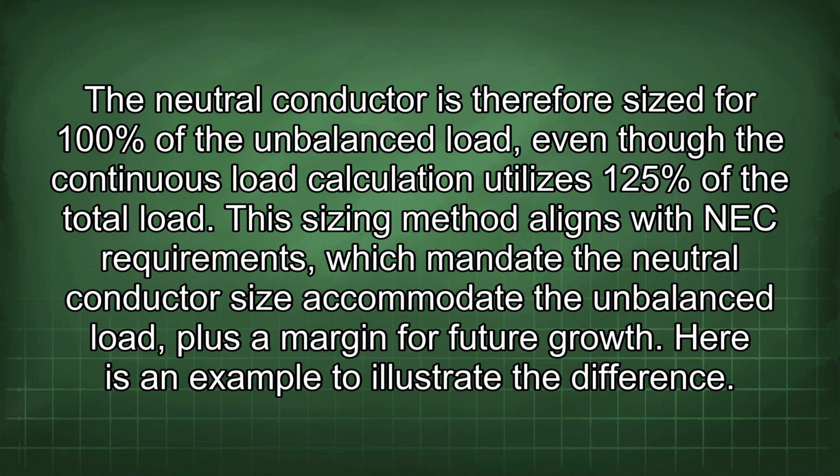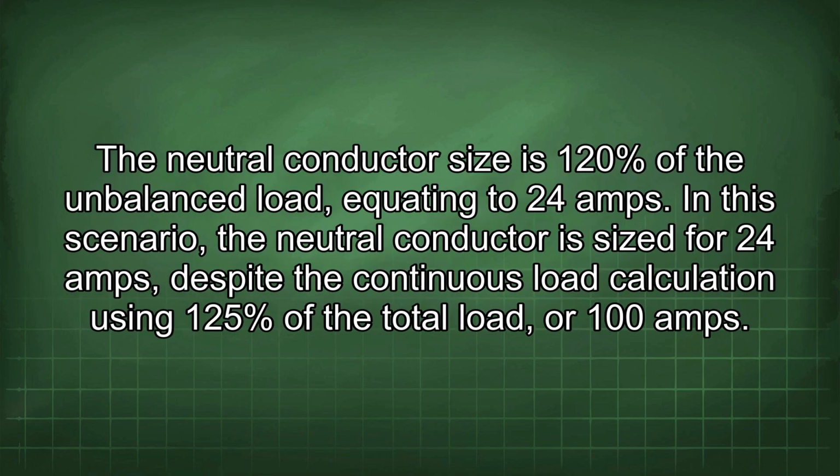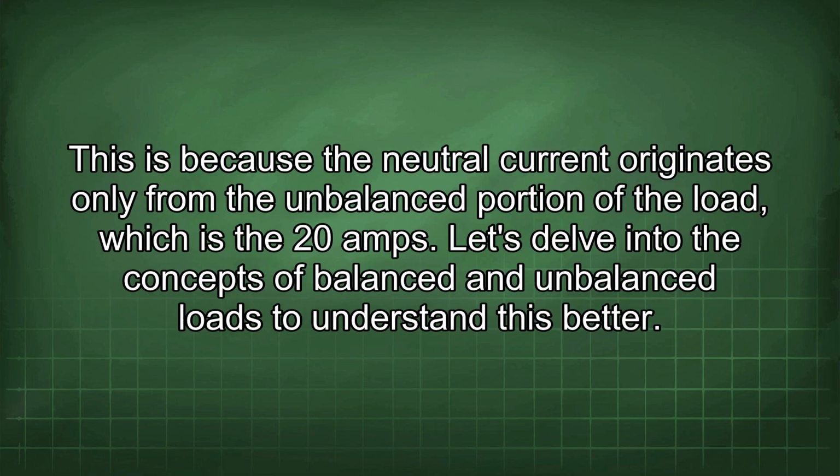Here is an example to illustrate the difference. Imagine a total load of 100 amps. Within that, you have a balanced load of 80 amps and an unbalanced load of 20 amps. The neutral load is 100% of the unbalanced load, which is 20 amps. The neutral conductor size is 120% of the unbalanced load, equating to 24 amps. In this scenario, the neutral conductor is sized for 24 amps despite the continuous load calculation using 125% of the total load, or 100 amps. This is because the neutral current originates only from the unbalanced portion of the load, which is the 20 amps.